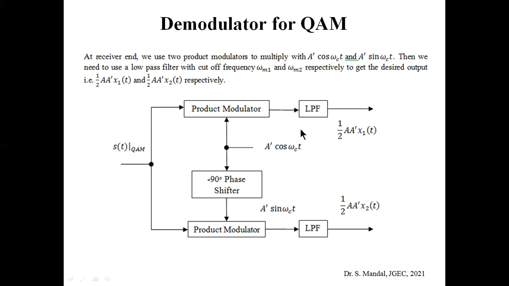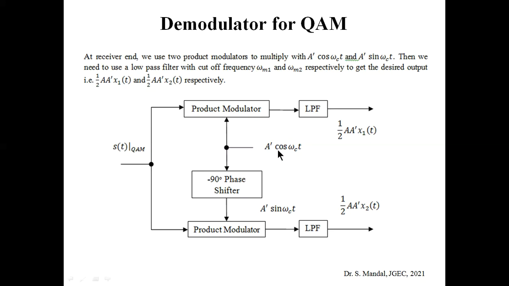Now we want to extract x1(t) and x2(t) from the QAM signal. That means we want to design a demodulator for QAM. For the demodulator, the process is just the inverse of the modulator. Here we are using the coherent detection technique. For that purpose we need to use two product modulators and two low pass filters, with cutoff frequencies omega_m1 and omega_m2 respectively.